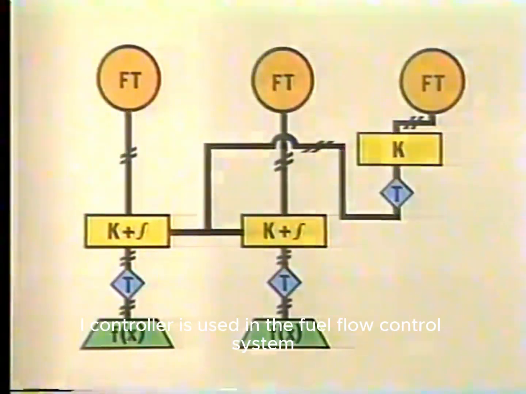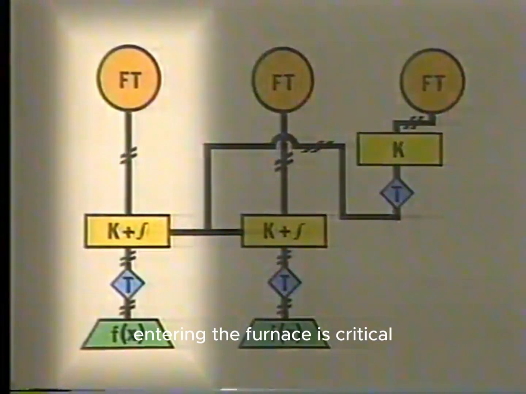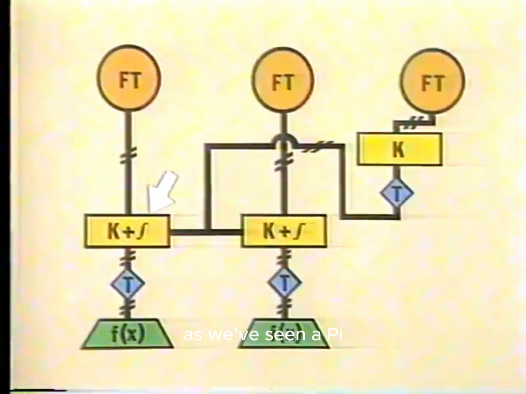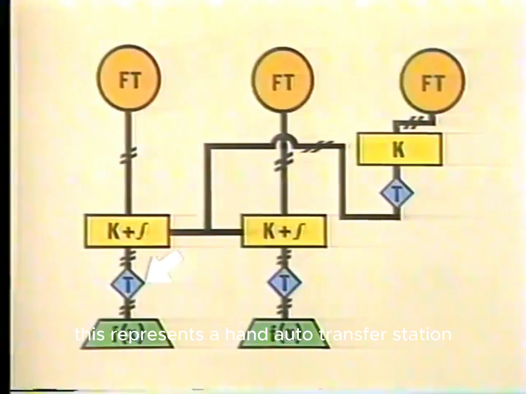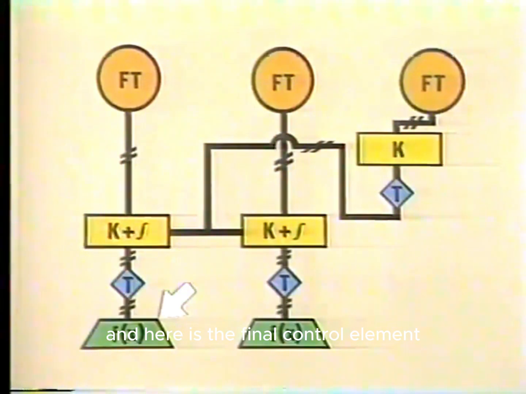A PI controller is used in the fuel flow control system because the amount of fuel entering the furnace is critical, and fuel flow must be maintained at set point. As we've seen, a PI controller repeats its output signal until the process variable returns to set point. This represents a hand auto transfer station in the fuel flow control system. Like the other one, it's also a manual transfer station. And here is the final control element, which is non-linear.